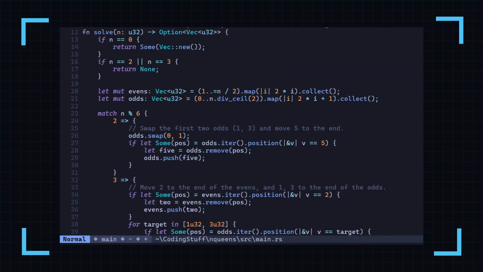In the solve function, I just return an empty vec if n is 0. If n is 2 or 3, I return none since there's no solution there. And if n is something else, I do the even-odd approach where I take numbers 1 through n and split them into two lists. If n mod 6 leaves a remainder of 2 or 3, I handle the special cases for those. If it's 2, I swap the first two odds and move 5 to the end. If the mod remainder is 3, I move 2 to the end of the evens and 1 and 3 to the end of the odds.